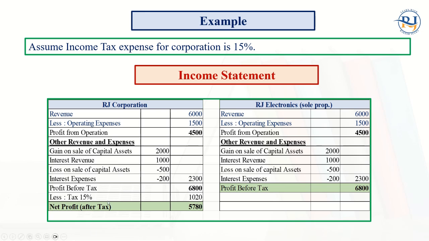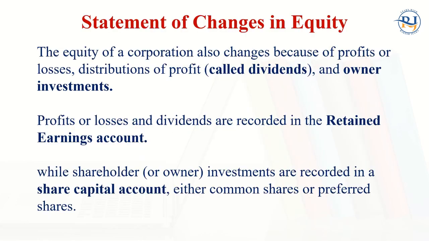So in this case, we always look at the net profit after tax. It means the investors, the outsiders of the corporation, will be looking at the net profit after tax, not the net profit before tax. So this is the net profit after tax, where we have assumed 15% tax, right? And 15% of 6,800 is 1,020, and this gives the net profit after tax of 5,780. So this is the major difference between the two kinds of income statement in the case of a corporation and a sole proprietorship.